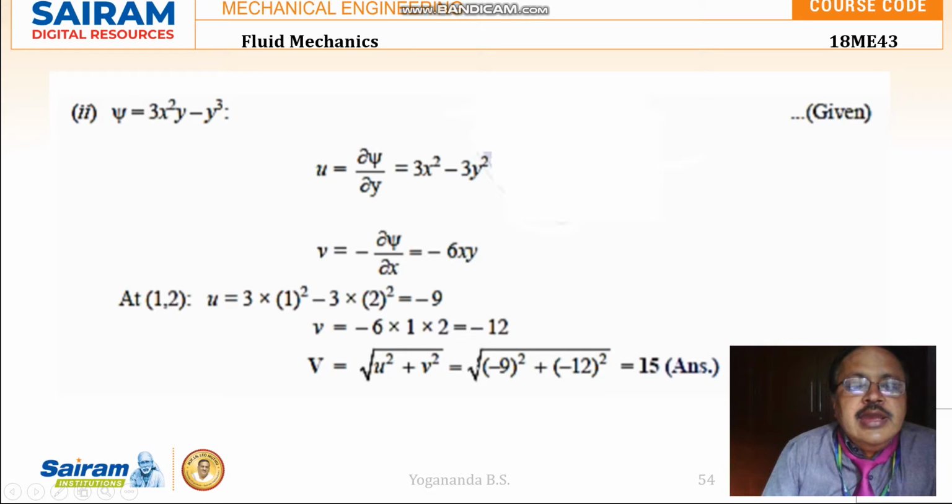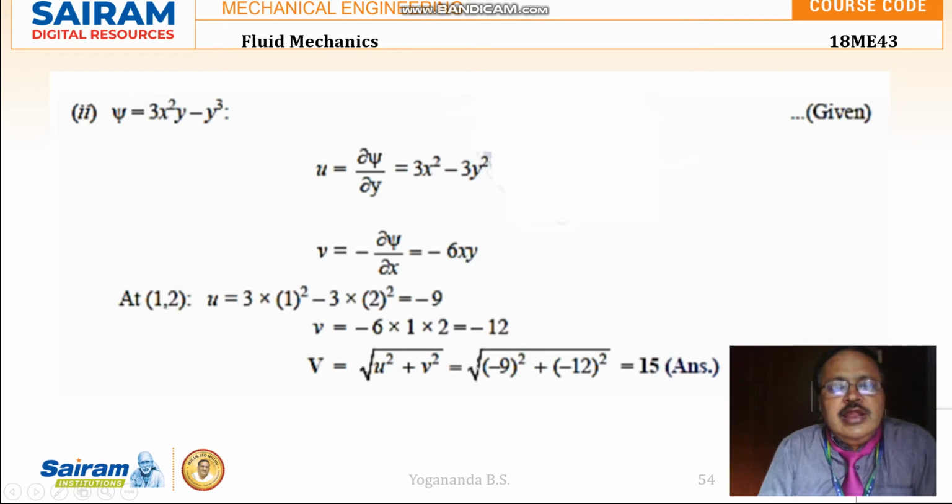Substituting x and y in the velocity components u and v, we get minus 9 and minus 12. So the resultant velocity is the square root of u square plus v square. We get 15 as the answer. 15.